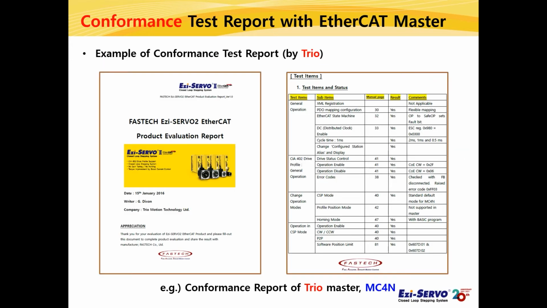Here's the example of the actual conformance test report. This is a report written after testing the FASTECH EtherCAT slave by a master company called Trio Motion Technology in the UK. Each evaluation item applied to the test was taken directly from the CIA402 drive profile, which is a standard profile for drive motion control.